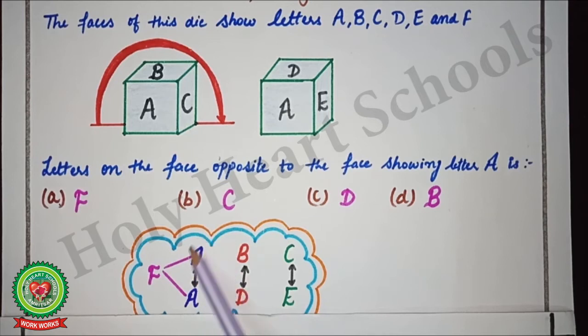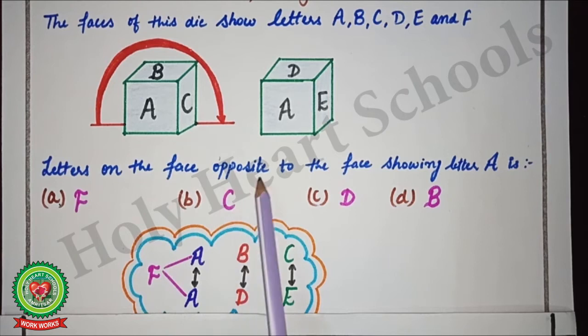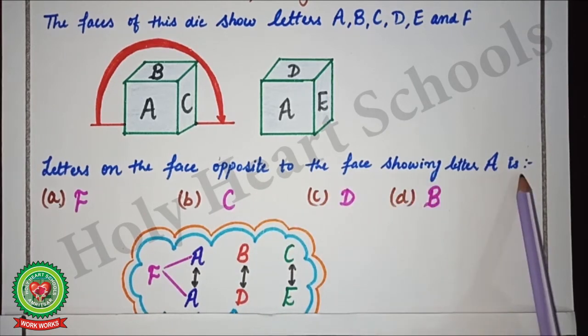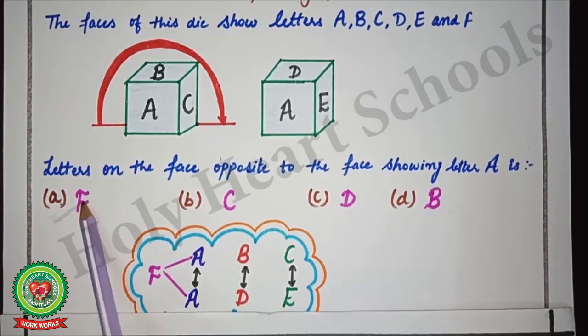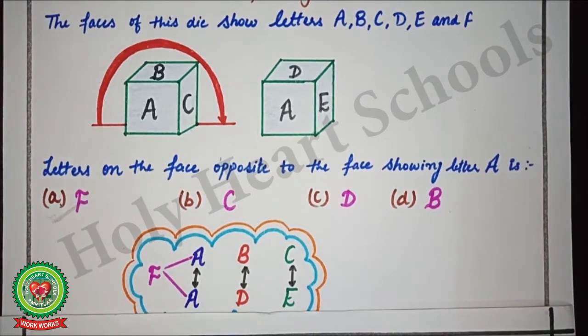Now, opposite to A, there will be A. Opposite to B, there will be D. Opposite to C, that will be E. Similarly, opposite to E, there will be C. Opposite to D, there will be B. And opposite to A, there will be F, or opposite to F, there will be A. Now they are asking us to find the letter on the face opposite to the face showing the letter A. So what will be opposite to A? There will be F. So that means we will mark A as our answer. So now let's move to the next example.